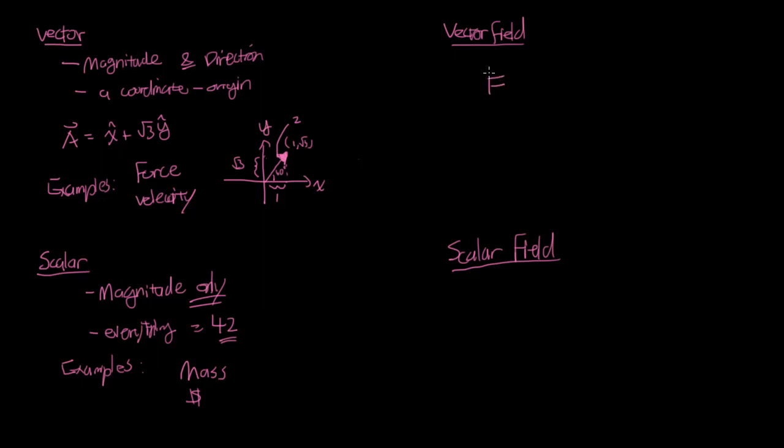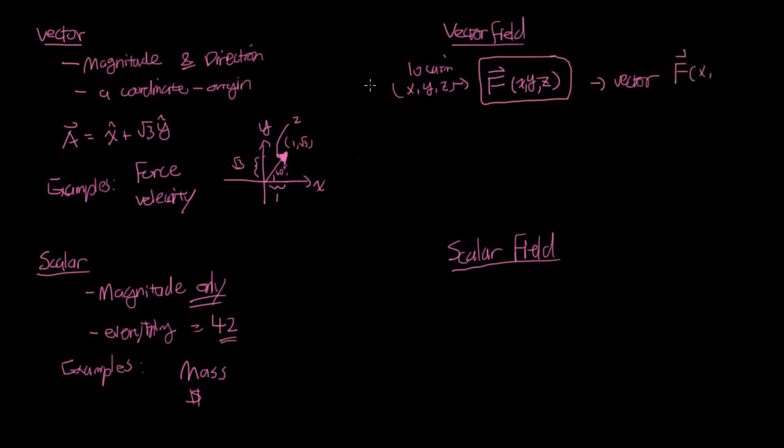With a vector field, we will usually use a capital letter, and we'll have a vector notation on top of it. A vector field is a function that converts a location into a vector. So you have x, y, z, a location that goes into the function, and what comes out is a vector. So for x1, y1, z1, what comes out is capital F of x1, y1, z1, and it will take this form here because it's a vector.